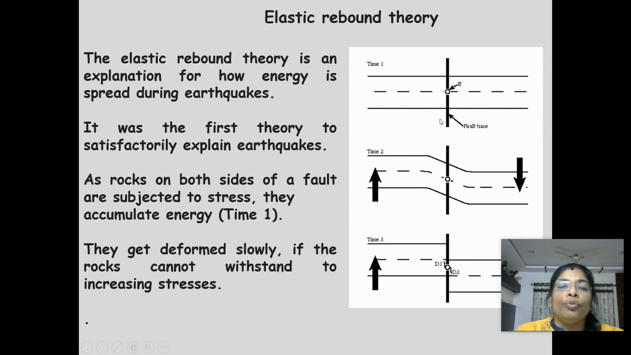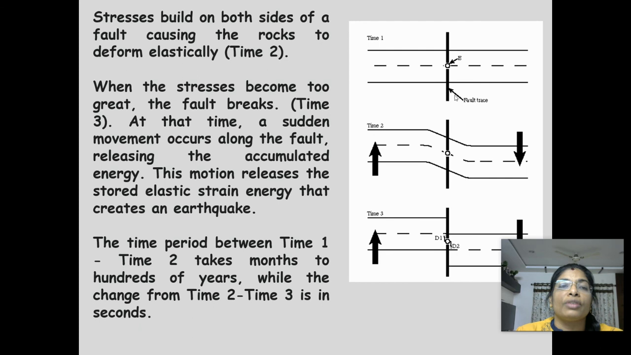During time frame 1, as the rocks on both sides of the fault are subjected to stress, they try to accumulate energy. E is the energy which is getting accumulated on both sides of the fault. Slowly they get deformed, and if the rocks cannot withstand the increasing stresses, the stresses tend to build up on both sides of the rocks. This is in time frame 2.